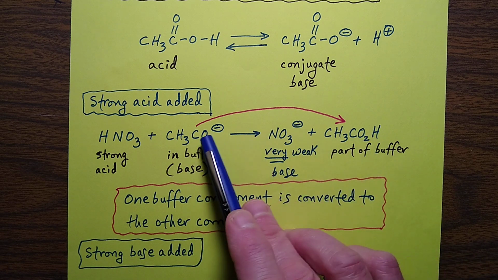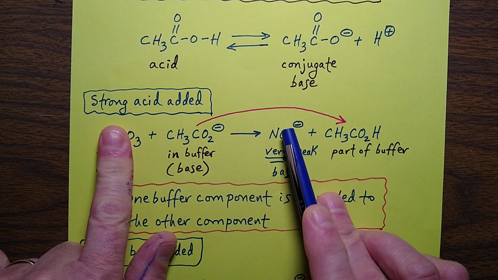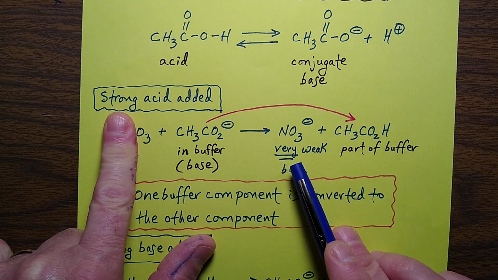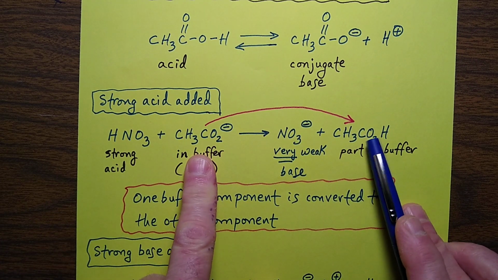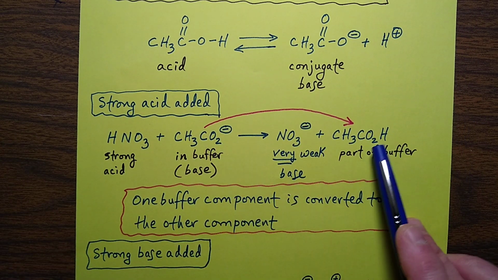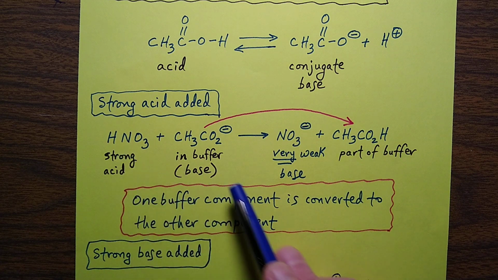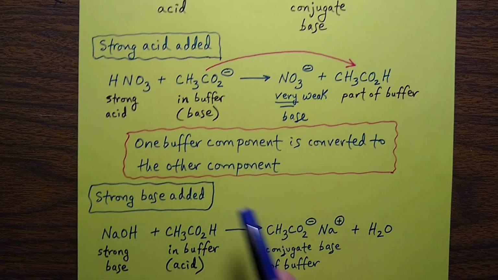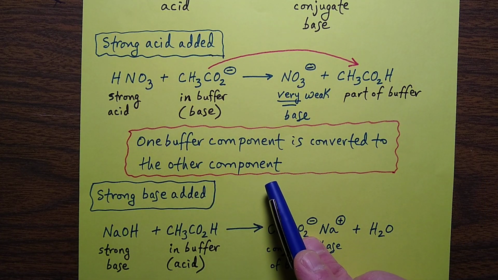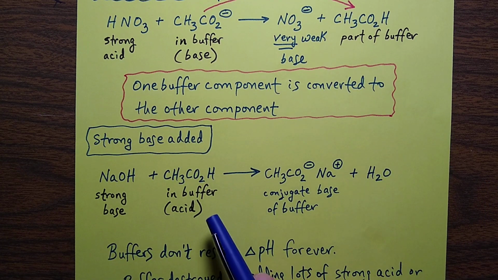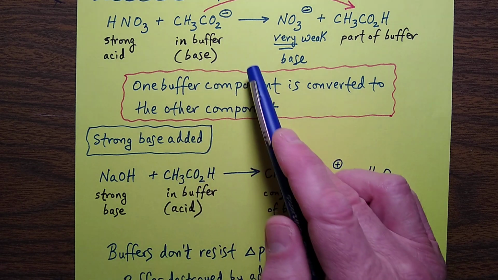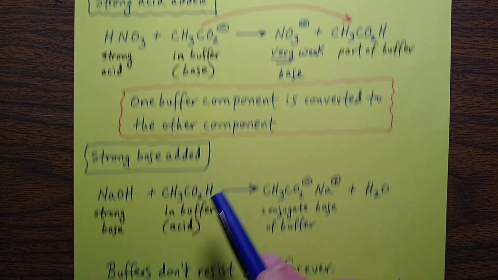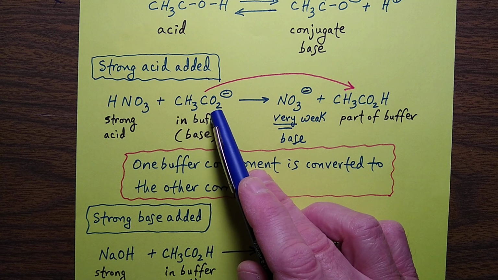So now you still have these present, and that's gone, and that doesn't do anything to pH. So you have these two present, and the pH after you add the acid is pretty much the same as the pH before you added the acid, because they were already there. One buffer component is converted to the other. That's the key.